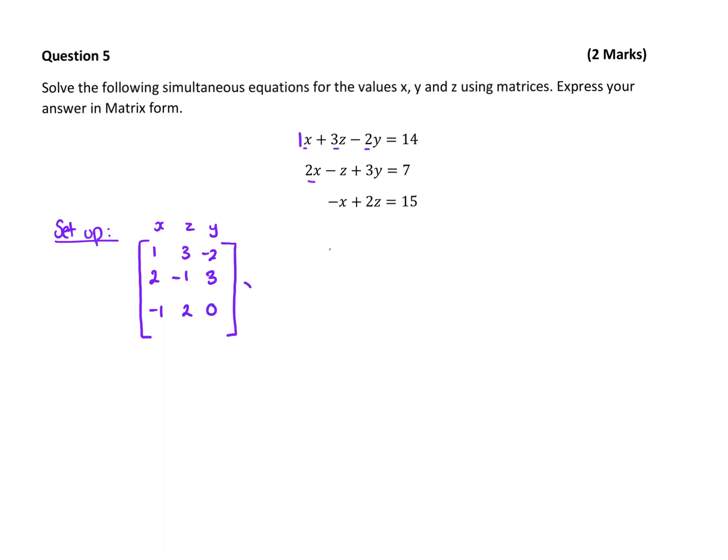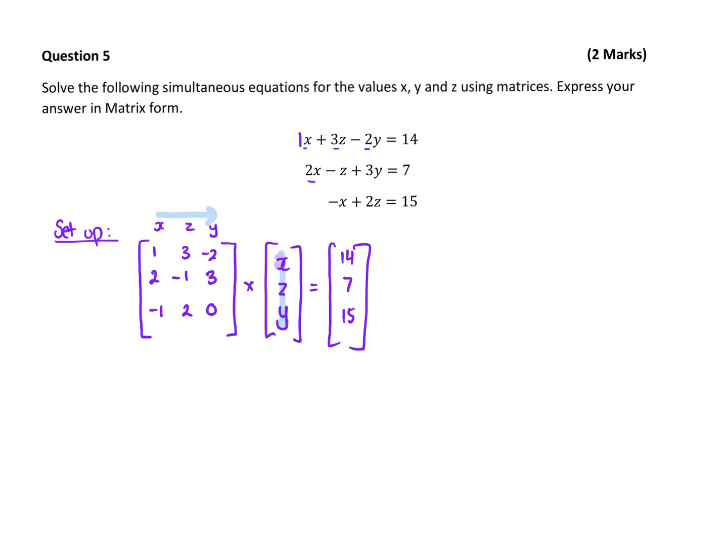Now, when we do this, we have to make sure that the order that goes across here is the order that goes down here. Because I said x, z, y, I need to pop in x, z, y there. If you did x, y, z, that's fine, as long as all the numbers are matching for the correct thing. And then we have 14, 7, 15. So that is the setup.